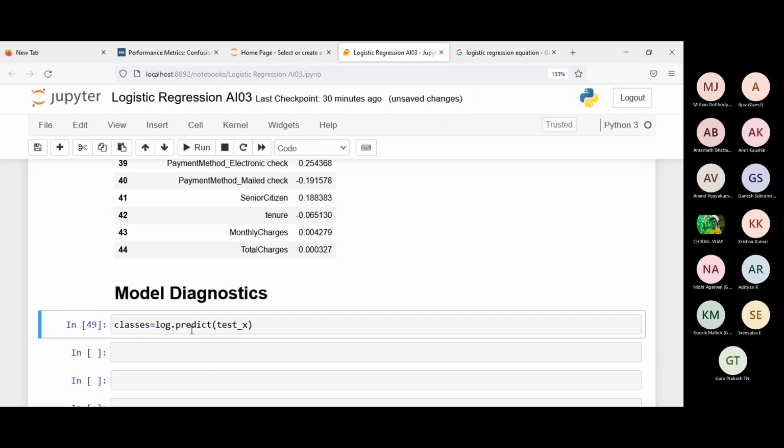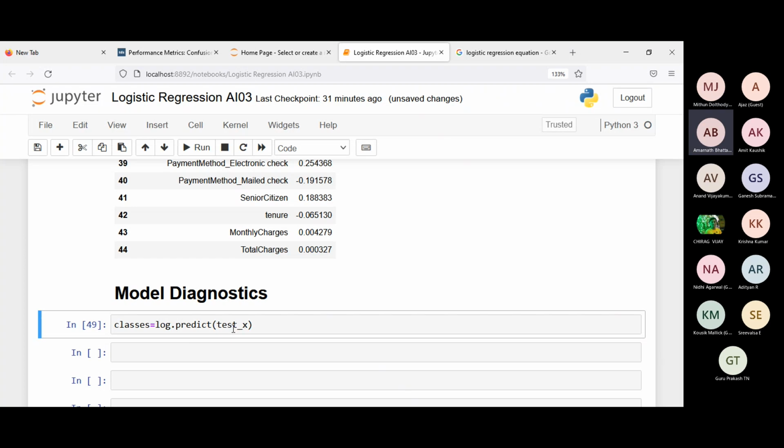So log.predict. Now I'm applying the model on the testing data set. I've built the model, and at this stage I'm applying the model on the test data set.